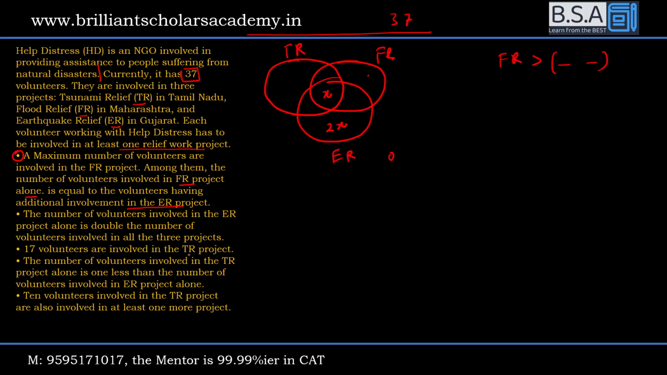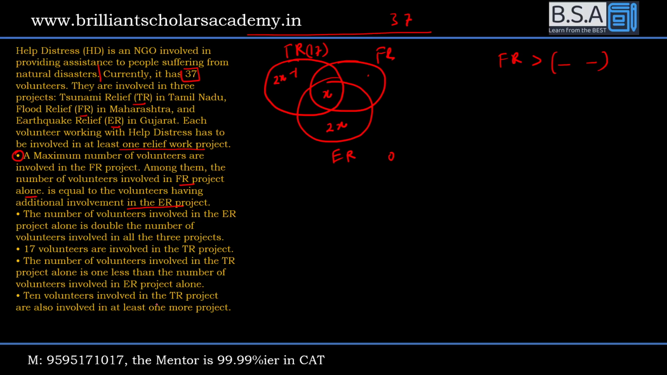17 volunteers are involved in TR. You notice numbers are also same, 17 volunteers. The number of volunteers involved in TR project alone is 1 less than number of volunteers involved in ER alone. ER is 2X, TR is 2X minus 1. In terms of variables, everything looks same as the Ludo wala question.